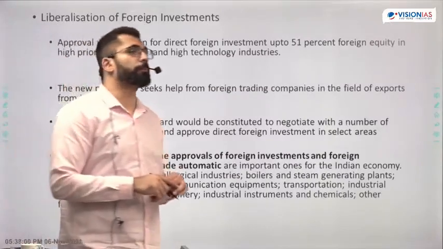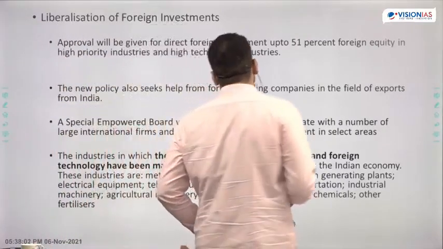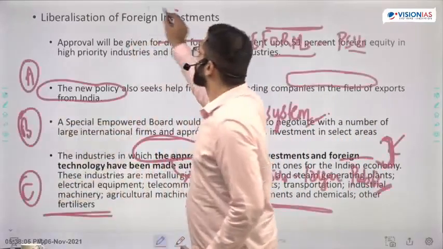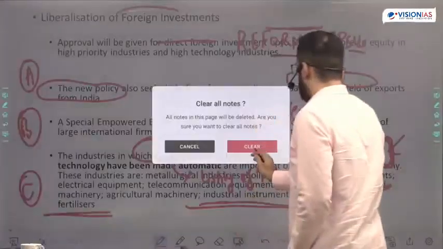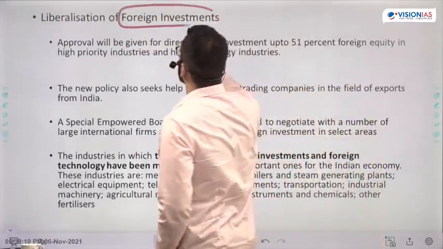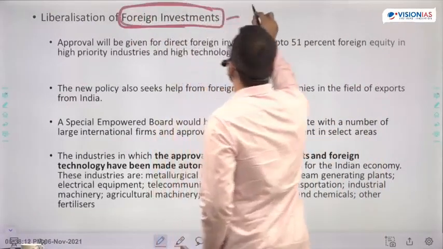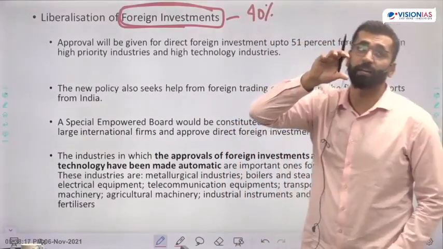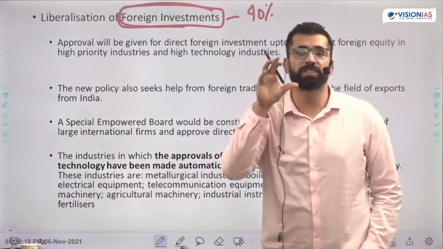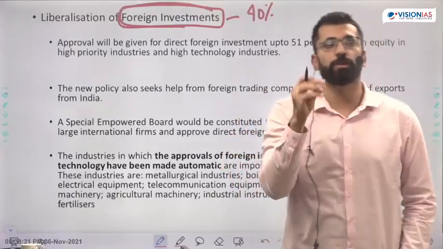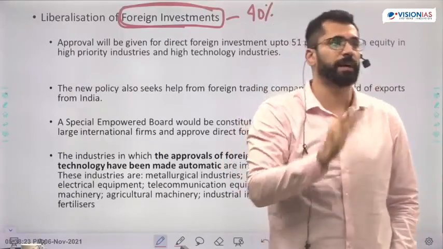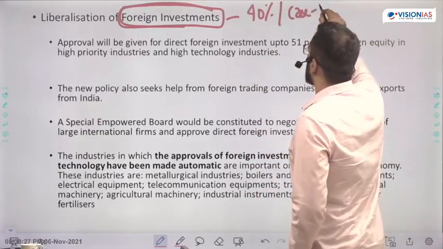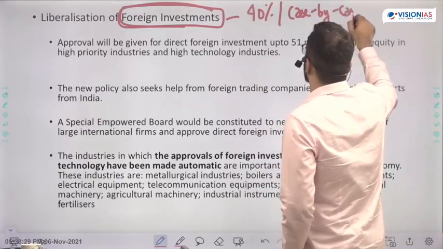Another important component is liberalization of your foreign investments. Foreign investments were being liberalized. Earlier, maximum 40% of equity was what a private player could take in a domestic industry. कोई भी industry में 40% maximum ownership ले सकता था private foreign player. And also it was case by case basis. Approval was case by case basis, not automatic.